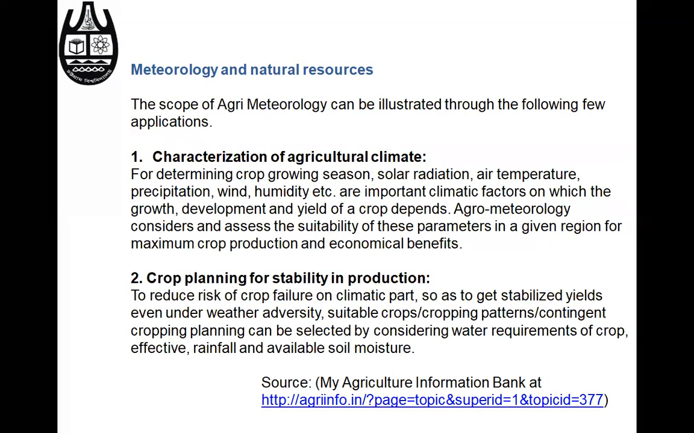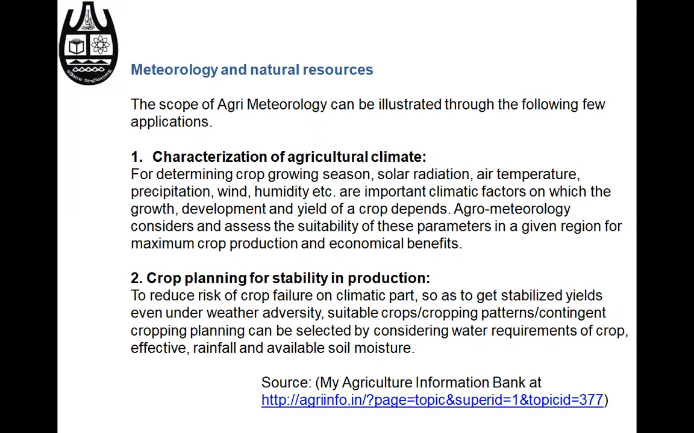Now we are going to discuss very elaborately, for each application, how these meteorological attributes can influence the agricultural system. First of all, characterization of agricultural climate. If you want to determine what type of agriculture is possible in what type of climate, then you need this knowledge. You need to determine the crop growing season. You need to know the amount of solar radiation in that particular location, air temperature, precipitation, and other aspects. These are the important climatic factors, and depending on them you can characterize your agricultural climate. That means you can say, these are the areas where you can grow this type of crop so that it can get maximum benefits.